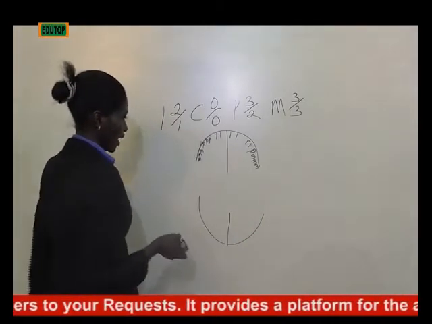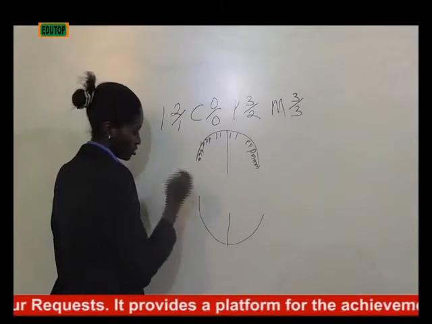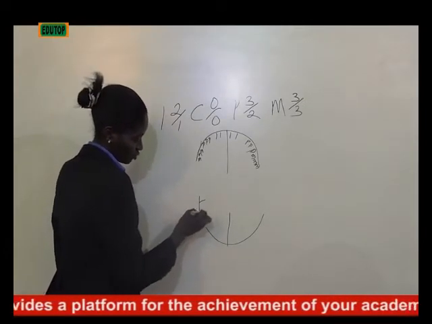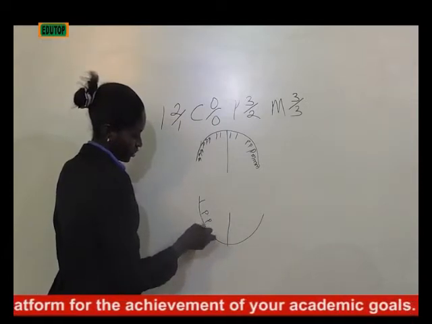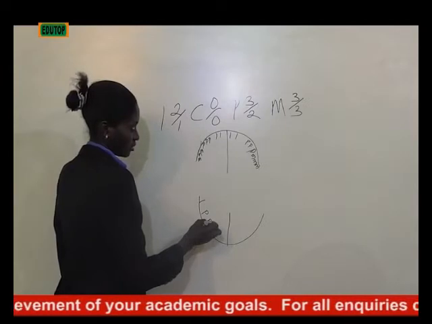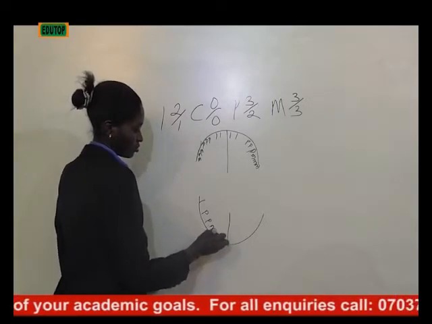Then for the lower jaw, you have incisor. Incisor is just 1, canine is 0, then premolar is just 2, premolar 1, premolar 2, then molar 1, 2, 3.